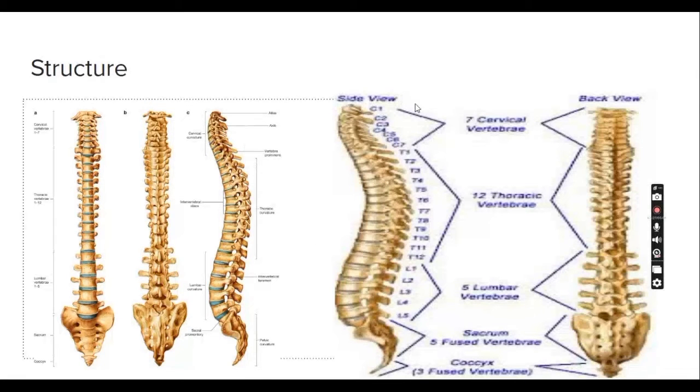So the detailed view of the vertebral column is: this is atlas, this is axis, this one is cervical vertebrae, this one is thoracic vertebrae, this one is lumbar vertebrae, this one is sacral vertebrae, and this one is coccyx.